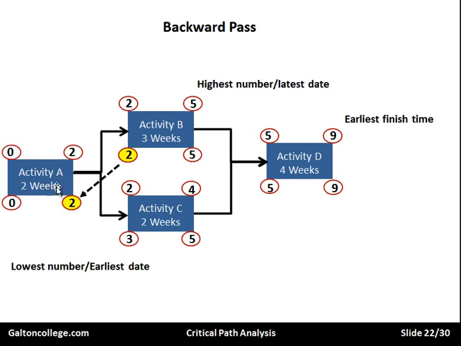And we've now got this number 2, and that completes our route. So the critical path is the one without slack. So the critical path will be A, B, D.